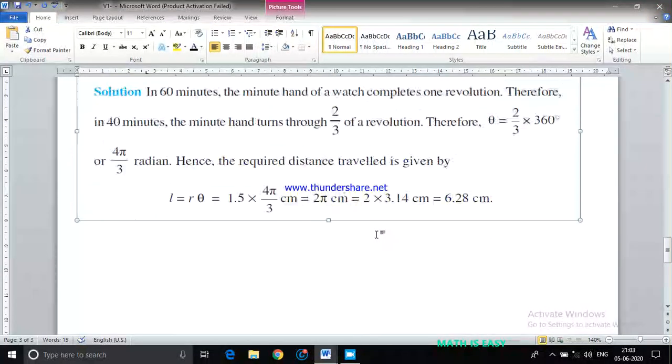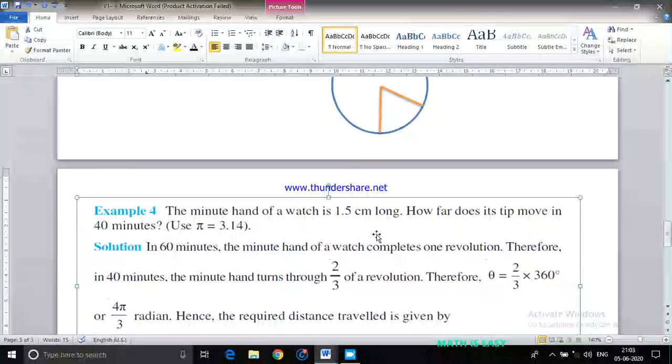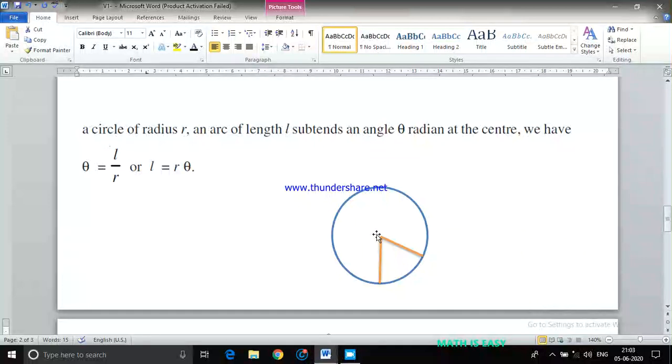In the next class, we are going to discuss how to find the trigonometric values if the angle is more than 90 degrees. Okay, thank you, have a nice day, take care.